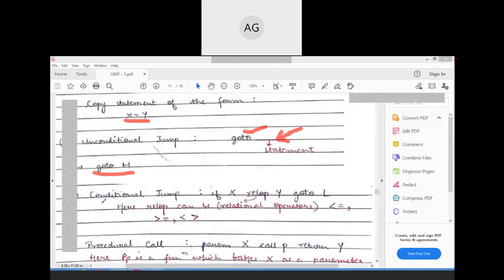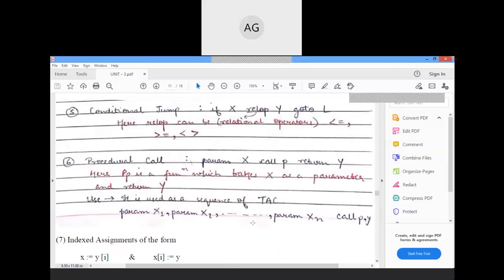The fifth statement is the conditional jump. Here a condition is given: if x relop y goto l. Here relop means the relational operator. As we already studied in the first unit, relational operators are of types less than, less than or equal to, greater than or equal to, not equal to. These types of operators are relational operators. So in the case of a conditional jump, we have this type of statement.